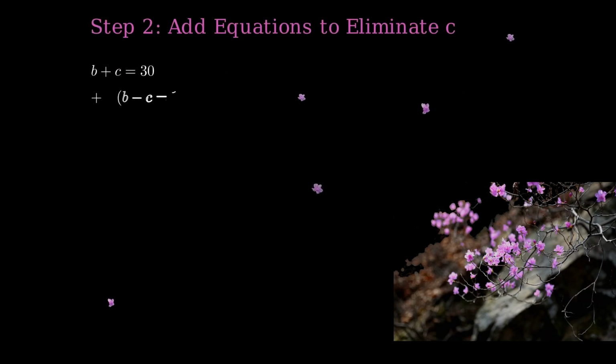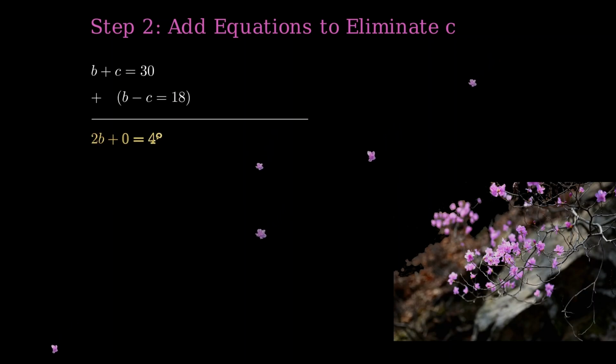Step 2. Let's solve the system by adding the two equations together. Since the current terms have opposite signs, they will cancel out. b + b equals 2b. Positive c and negative c become 0. And 30 + 18 equals 48. Dividing both sides by 2, we find that b equals 24 miles per hour.